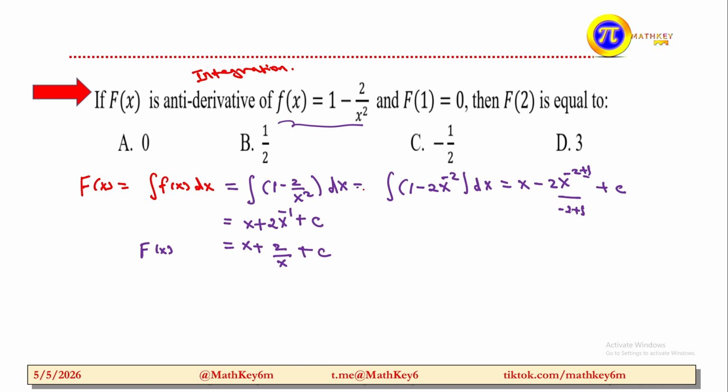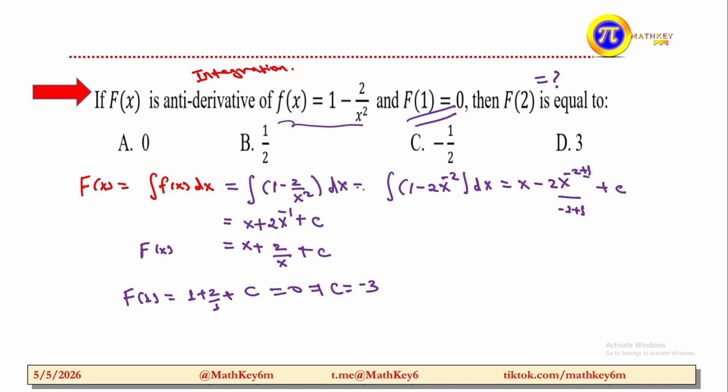After that, what is given? F(1) is given. F(1) is equal to, substituting 1 instead of x, 1 plus 2 over 1 plus c, which must equal 0. It is given. From this, 1 plus 2 plus c equals 0, which implies c is equal to negative 3. But what were we asked? What is F(2)?